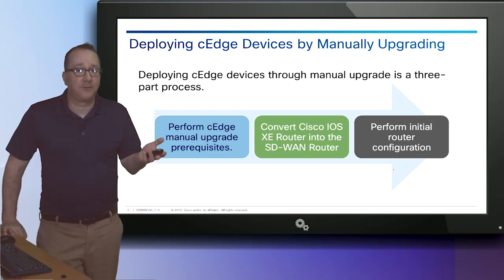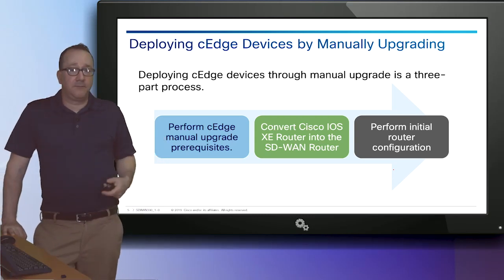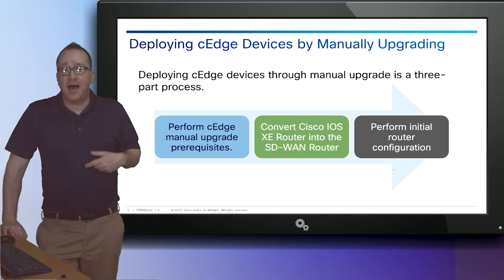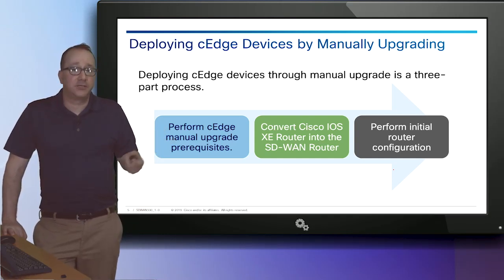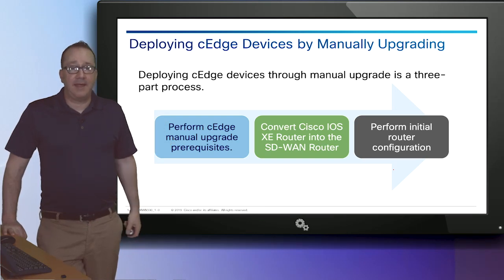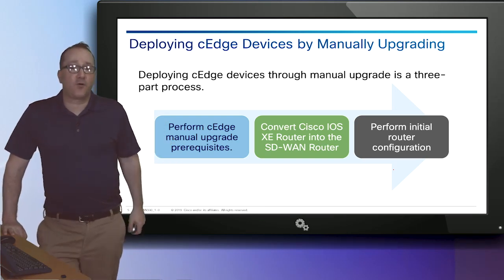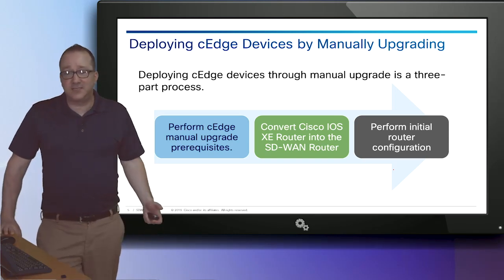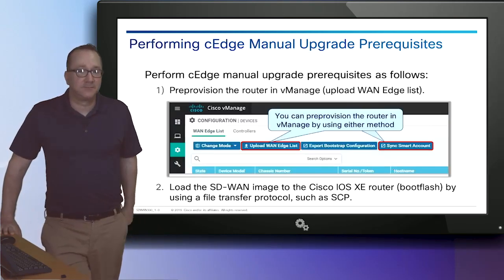So how do we do this? Manually, we're going to perform a cEdge manual upgrade, making sure we meet the prerequisites. Basically we copy the IOS image onto the router, reboot it, and then perform the initial router configuration. If you've ever upgraded IOS on a router, it's essentially the same process with a few extra steps.